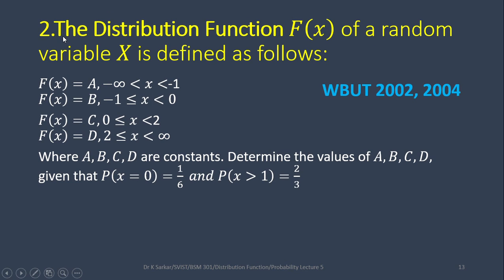Next is one question. The distribution function F(x) of a random variable X is defined as follows. Here all the values of the distribution function are given in constant forms. You have to determine the values of A, B, C, D. This question appeared in 2002, 2004. So you will try this question yourself.